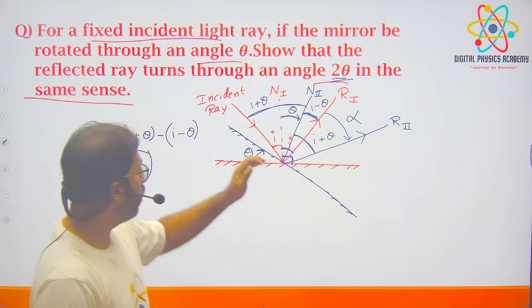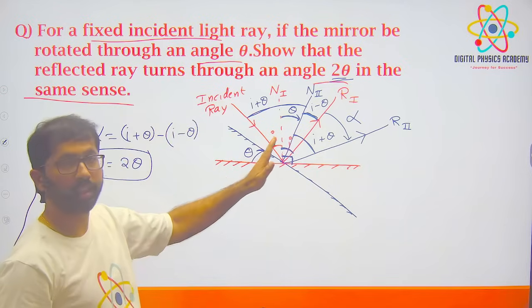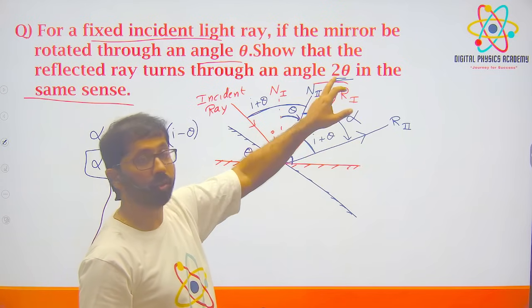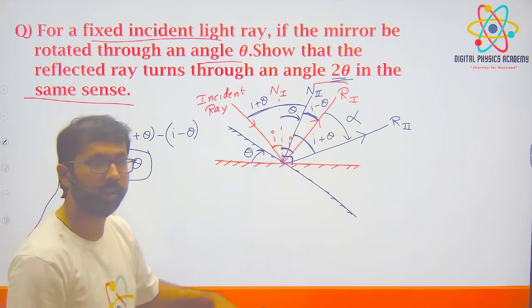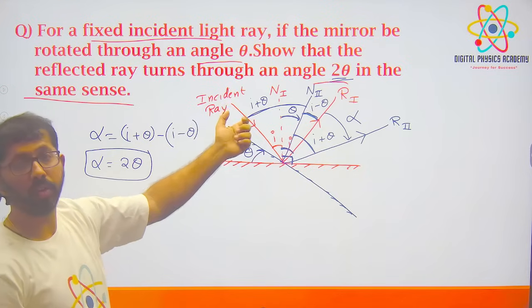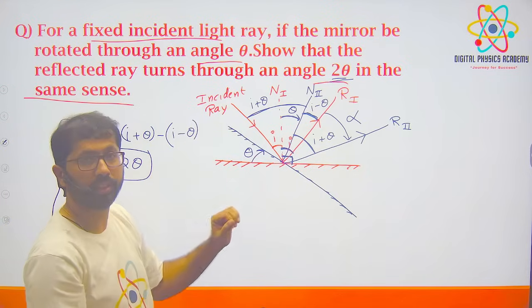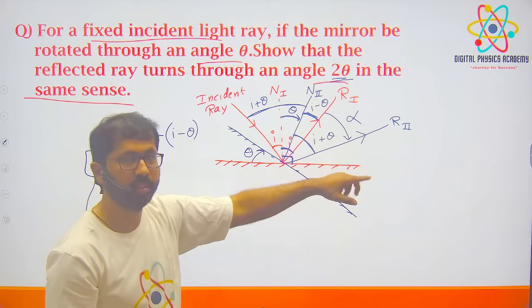Whenever you shift the mirror in the clockwise sense by theta, the reflected ray will also rotate by an angle 2 theta in the same sense, in the clockwise sense only, right? This is the result you have to understand. If I rotate the mirror 30 degrees in the clockwise sense, can you tell me by how much angle the reflected ray will rotate? 60 degrees, because it is double, right?